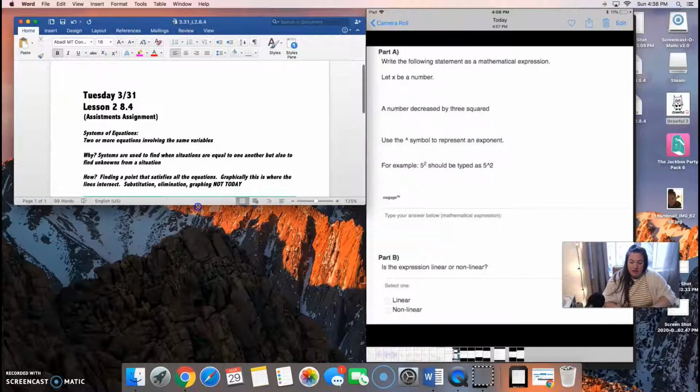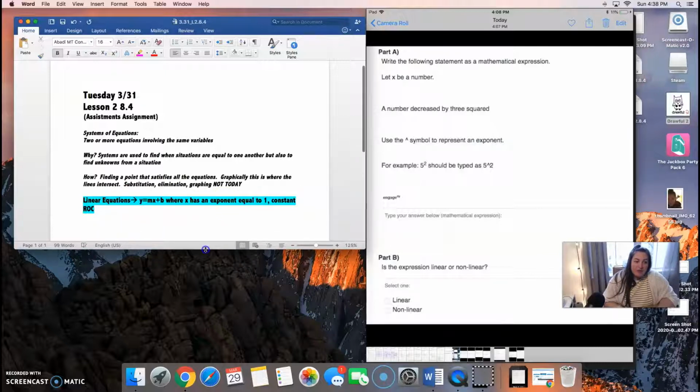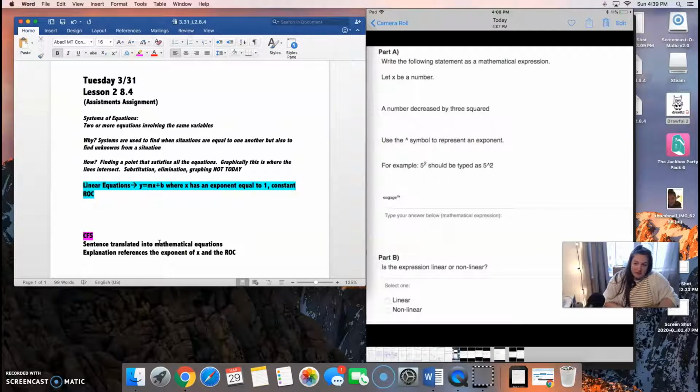We're continuing to write. One thing to add to our list today of prior knowledge is linear equations. So we know a linear equation can be written as y equals mx plus b, where x has an exponent equal to 1, and it has a constant rate of change. So it's going to be necessary that you include that in your work today. So your CFS for today is the sentence is translated into a mathematical equation, and the explanation references both the exponent of the x as well as the ROC, whether it's constant or if it's not constant.